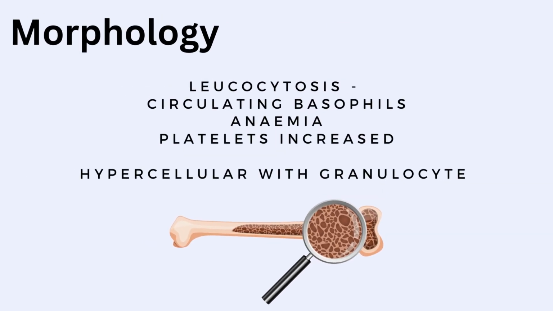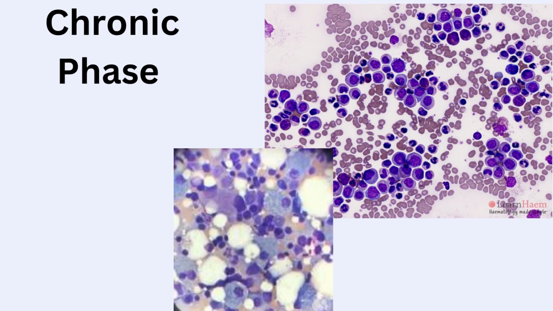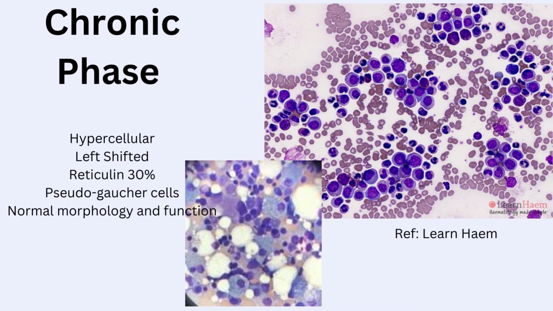So in CML morphology, the chronic phase is usually hypercellular as a result of markedly increased myeloid activity. The myeloid maturation is normal, so there's not really any dysplastic features, it's slightly left shifted, and the blasts are usually less than 5%. The myeloid to erythroid ratio is markedly increased, and the megakaryocyte numbers can be either increased or decreased. You can see increased reticulin fibers in about 30% of cases, and that correlates with a larger spleen.